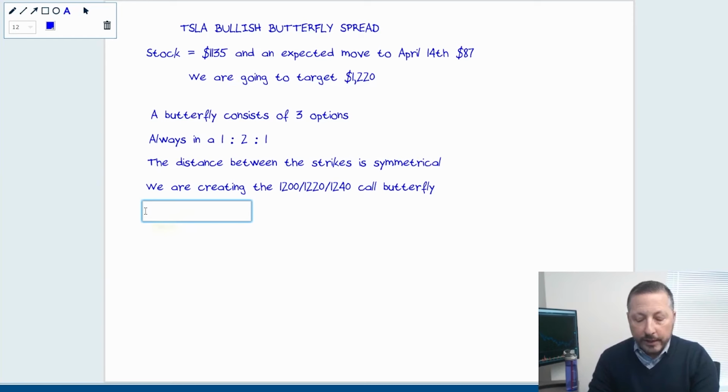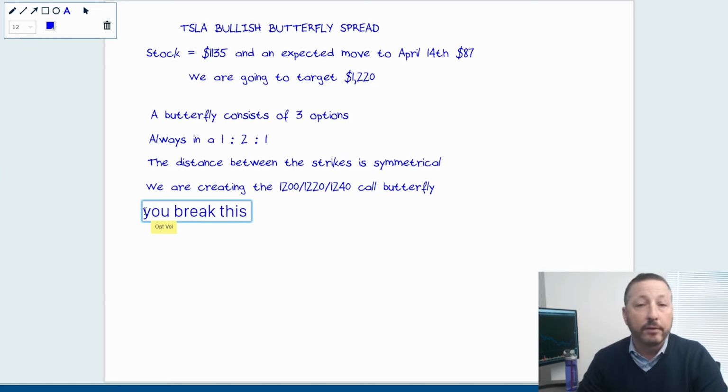So what we are really doing with the 1 to 2 to 1 ratio, when you break this down, so many people get afraid of the name of a particular option spread, a butterfly, an iron condor, a strangle, a straddle, and think, oh my God, that is too complicated. I can't trade that. I'm too much of a beginner for that.